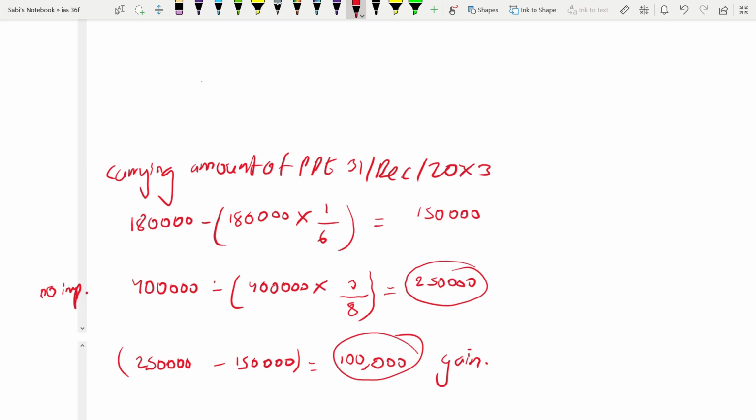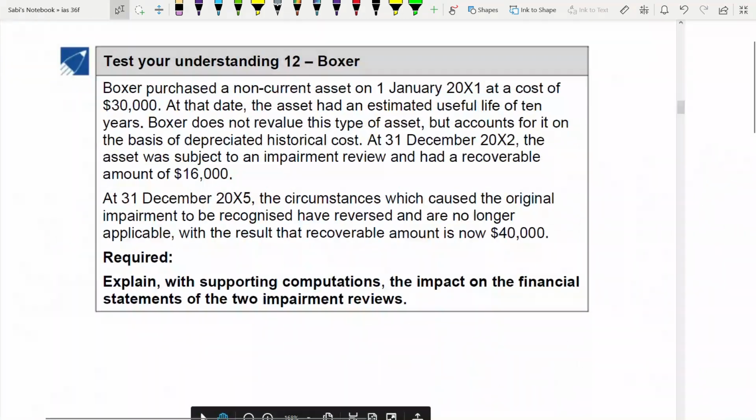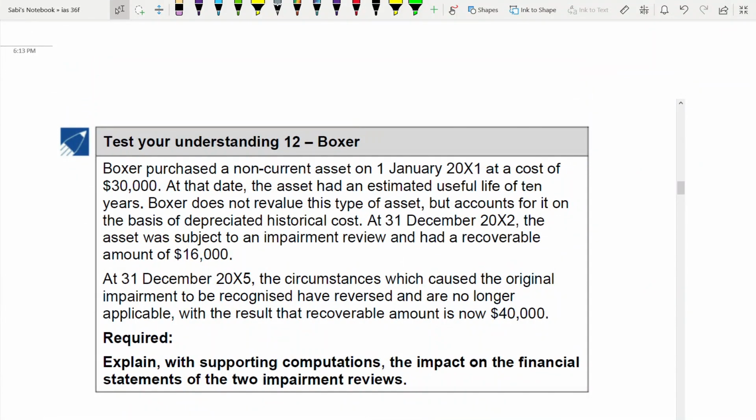With this understanding, we are going to do test understanding 12 also. It's the same question. On 31st December 2002, impairment review has taken place. They gave the recoverable amount, everything. On 31st December 2005, they are saying circumstances that caused the impairment no longer apply, and they have given you the recoverable amount as 40,000 on that date.